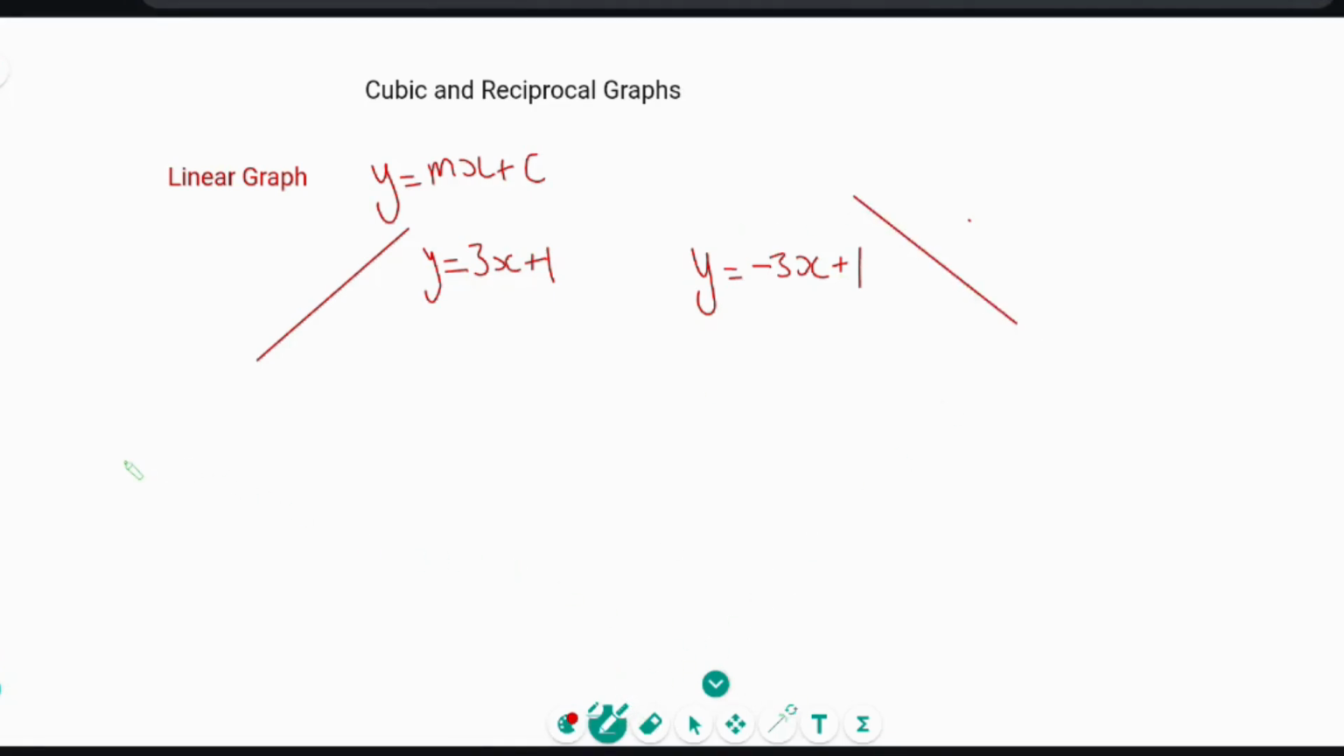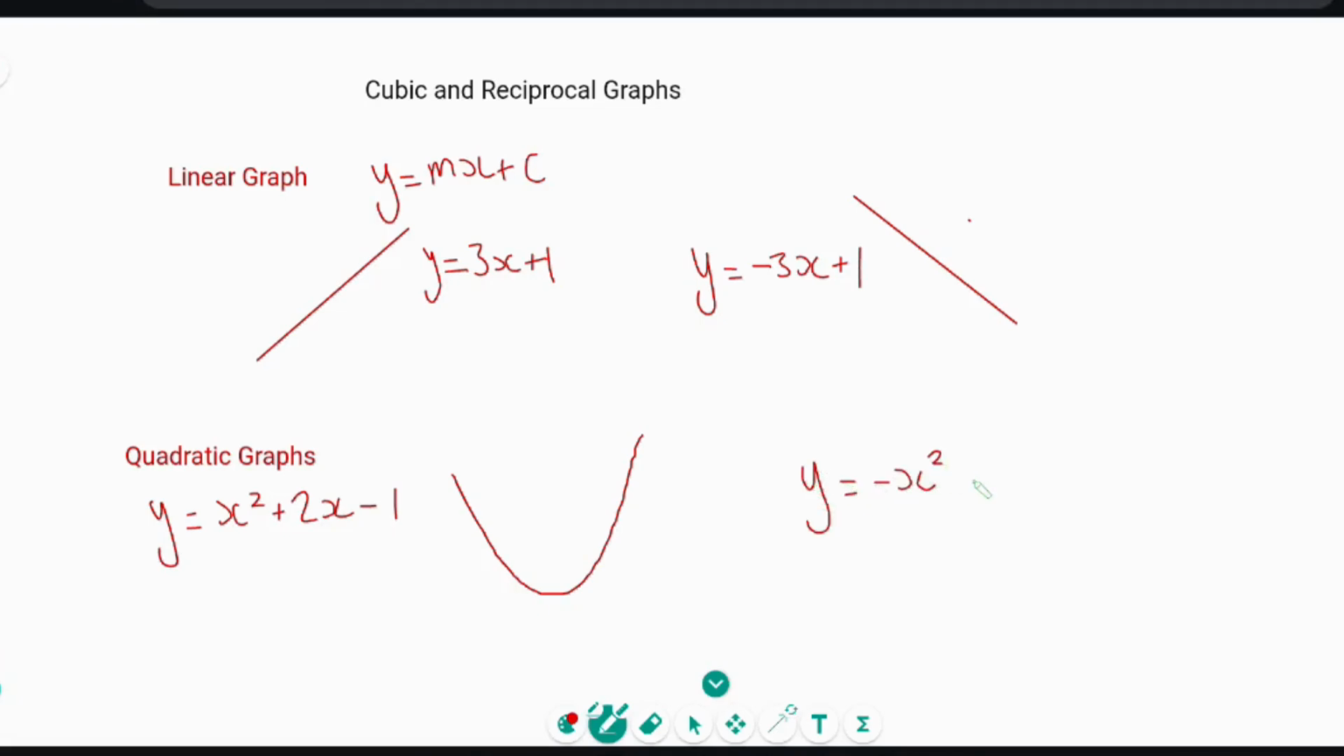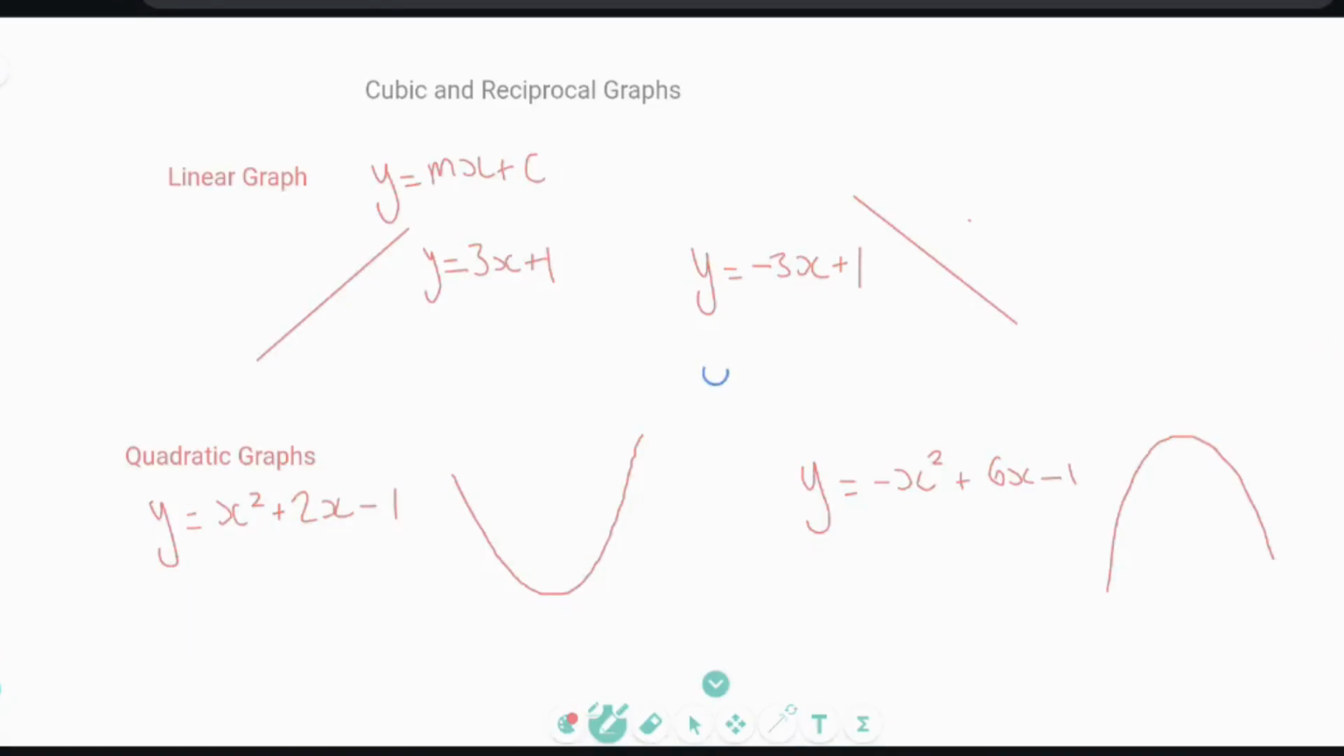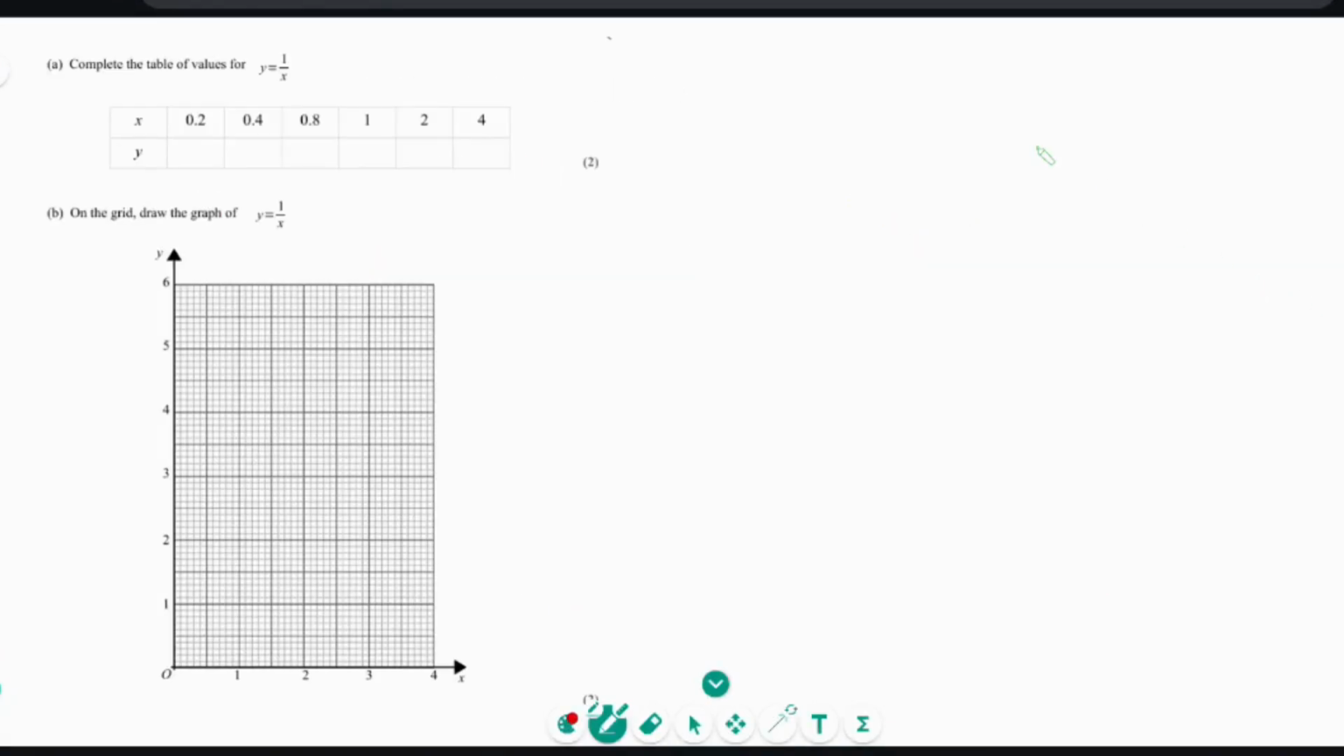Also learn about quadratic graphs. Quadratic graphs have an x squared in them, so something along the lines of y equals x squared plus 2x minus 1 and produces a curve. Now, if this is negative, the curve is in the opposite direction, upside down. So in this recording, we will be looking at cubic and reciprocal graphs. I'm going to start out with a reciprocal graph.